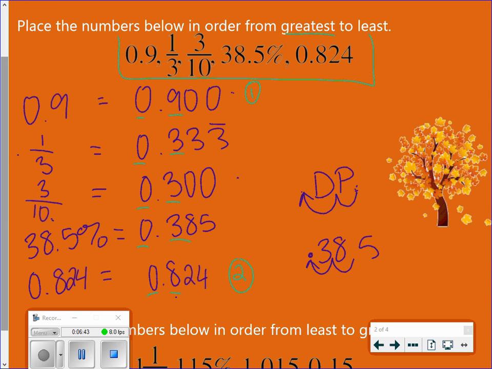Now we've got to look at all of these 3s, okay? Because they all have 3 in the tenths place. I go to the next spot, which is the hundredths. So I have a 3, a 0, and an 8. The biggest of those is that 8, followed by the 3, followed by the 0. Lastly, when I rewrite those in the list form, I do it in original form.